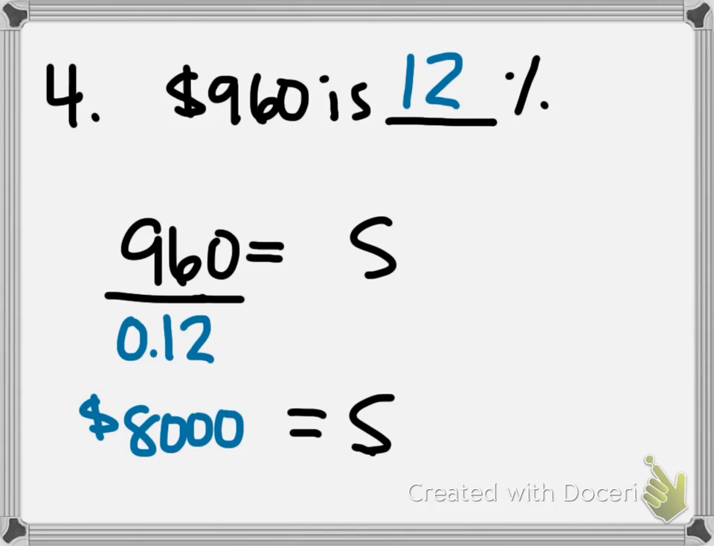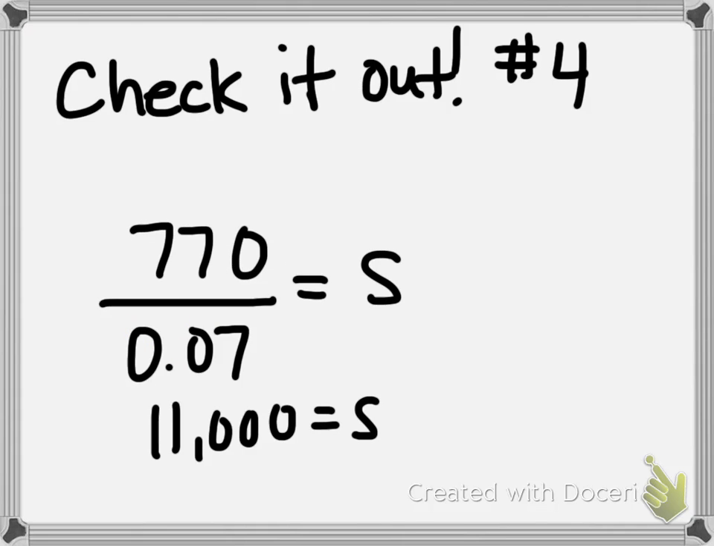Check It Out, number 4. You should have taken the $770 that they made in commission, divided by 7% as a decimal, and found that she made $11,000 in sales for the month of May. Congratulations, you finished lesson 6-6.